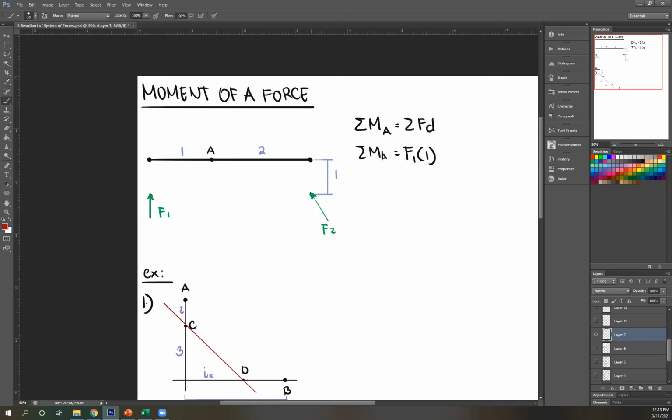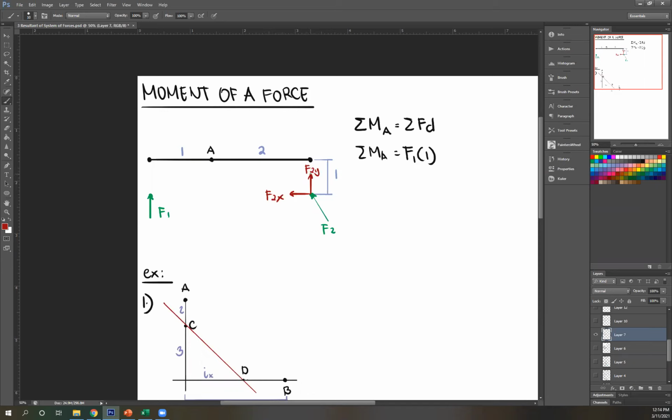But now you can just do it this way as well. Remember our transmissibility. You can draw your components anywhere along the line of action. So I'm going to draw it there. This is now F2y. This is your F2x. And now it's easier to get the perpendicular distance. Let's start with this vertical force.